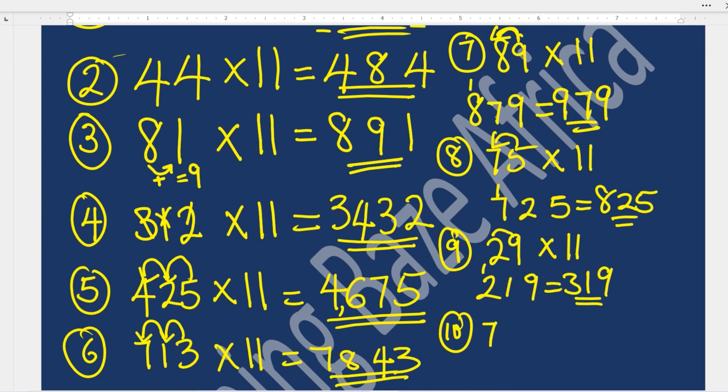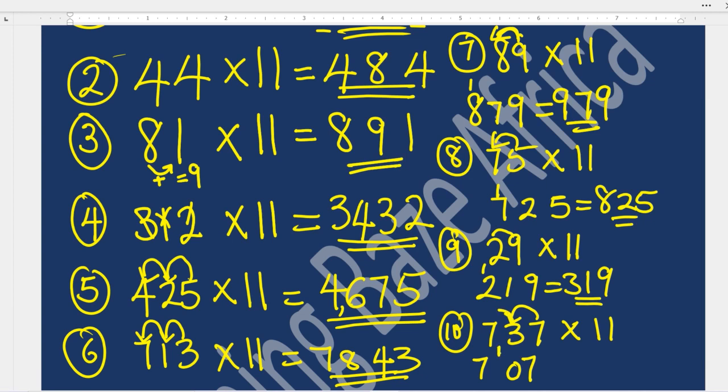Now, what if I have 737 times 11? This time it is 3 digits that you will need to add up or carry over to the left side. So write down only the first digit and the last digit. The first digit is 7, the last digit is 7. Then go back to the number and begin to add the digits together. 7 plus 3 is 10. Write 0, carry 1 over.